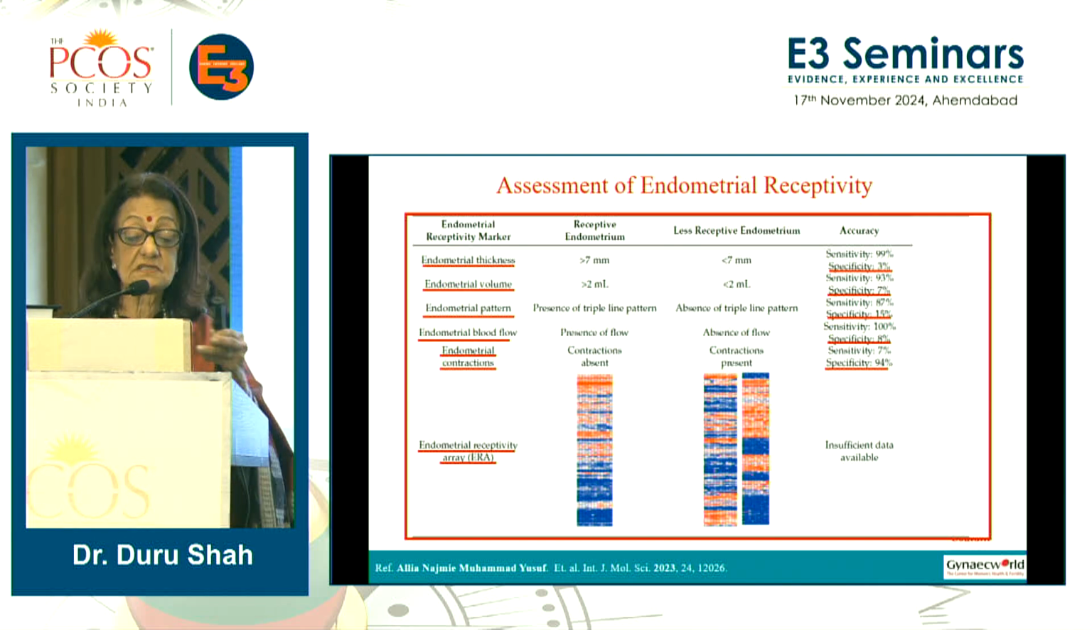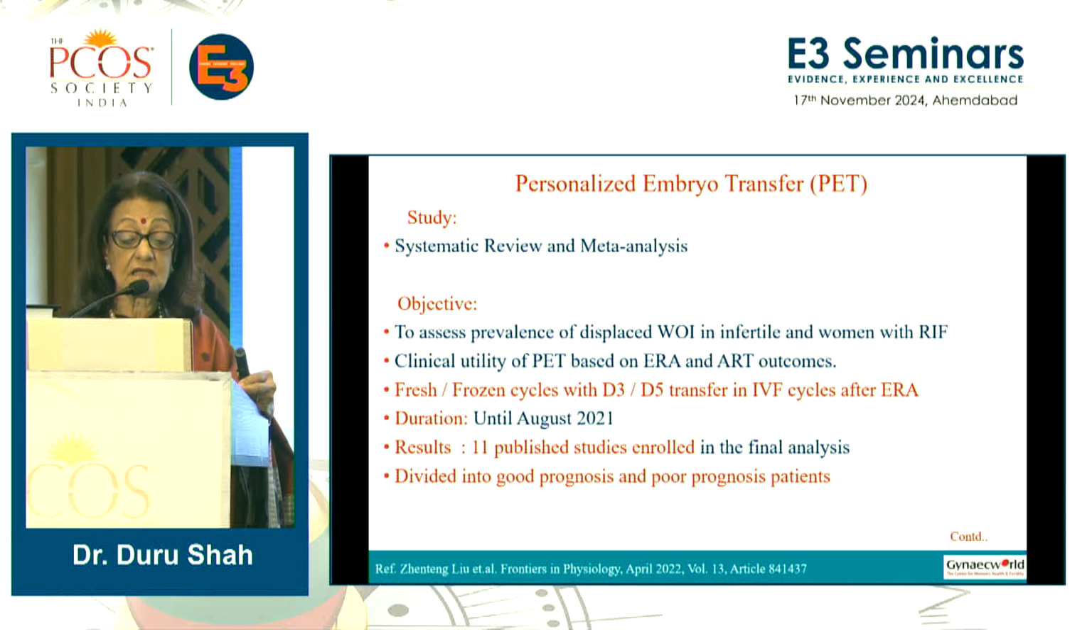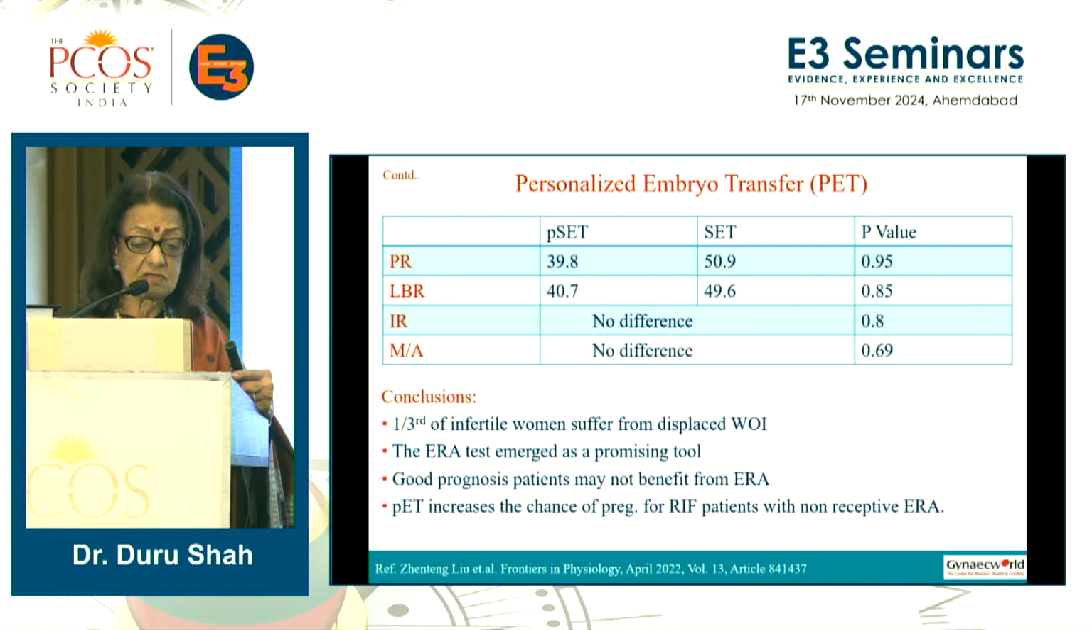So in short, these are the various assessments which have been done by some studies, and today they have tried to do personalized embryo transfer by doing the ERA test. This is a systematic review and meta-analysis done in April 22, and there they have found that the p-value is 0.49, and they are not very happy with the results. The conclusions of the study was that 1/3 of infertile women suffer from displaced window of implantation.